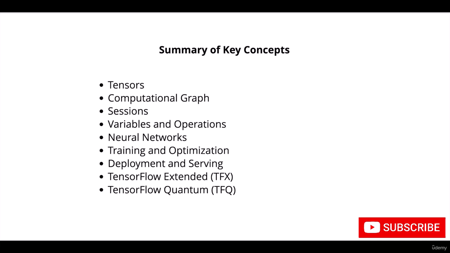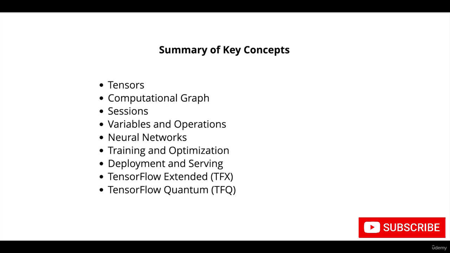Next one, neural networks. Neural networks are computational models inspired by the structure and function of the human brain. TensorFlow enables the construction and training of neural networks for tasks such as classification, regression, and clustering. Common neural network architectures include feed-forward networks, convolutional neural networks, which are CNNs, recurrent neural networks, RNNs, and transformers.